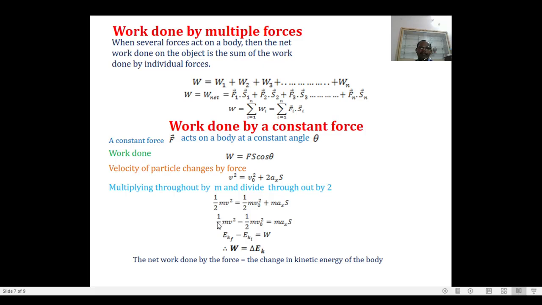Now the left hand side terms are the difference in kinetic energy, that is final kinetic energy minus initial kinetic energy. This is equal to ma s, which is force into displacement, that is work done. So work done is equal to change in kinetic energy. The net work done by the force is equal to the change in kinetic energy of the body. This consequence is called the work energy theorem.